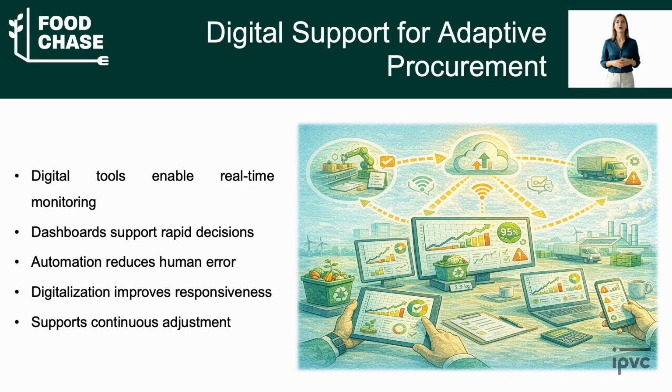Digital tools are key enablers of adaptive procurement. Real-time monitoring, dashboards, and automation reduce human error and improve responsiveness, allowing procurement teams to adjust sourcing strategies continuously as conditions evolve.